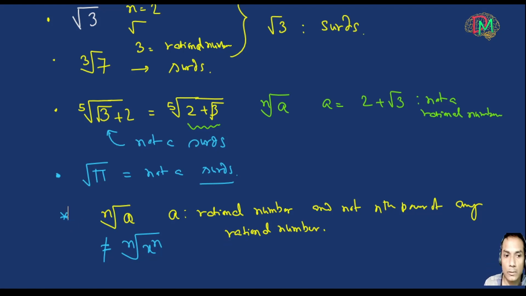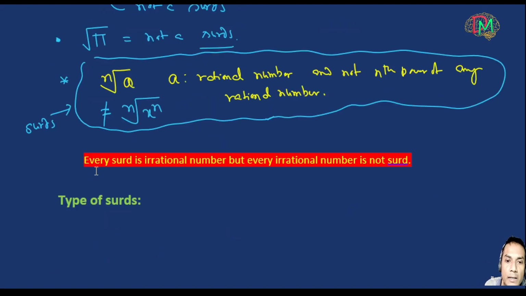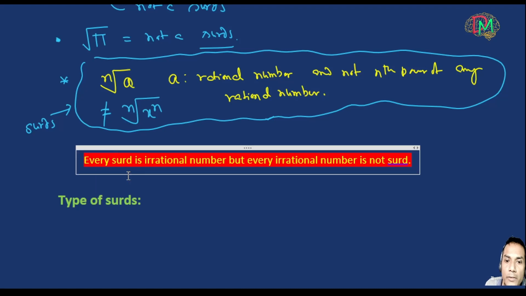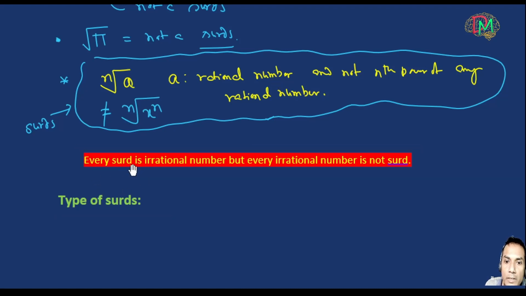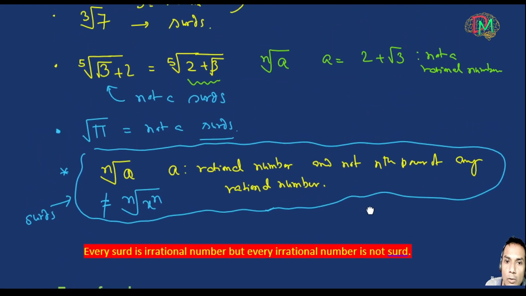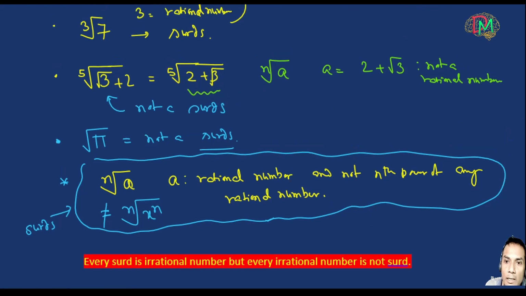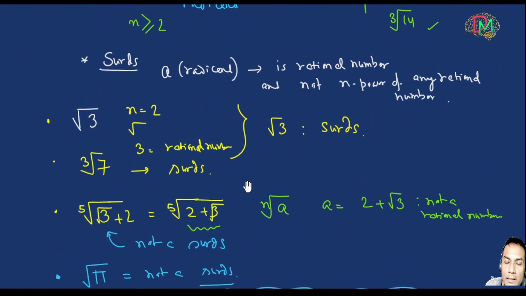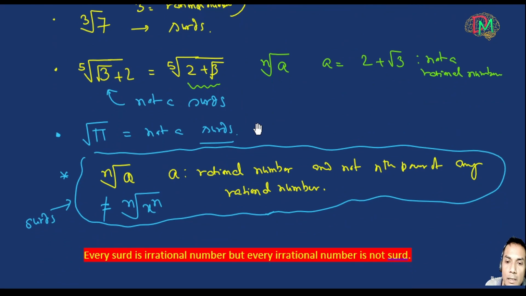Clear? So we can say this statement: every Surd is an irrational number, but every irrational number is not a Surd. For example, i, or root 2, cube root of root 3 plus 2, fifth root of root 2 plus root 3. Where the number inside the root, called the radicand, is itself an irrational number, then that kind of number is itself an irrational number, but not a Surd.